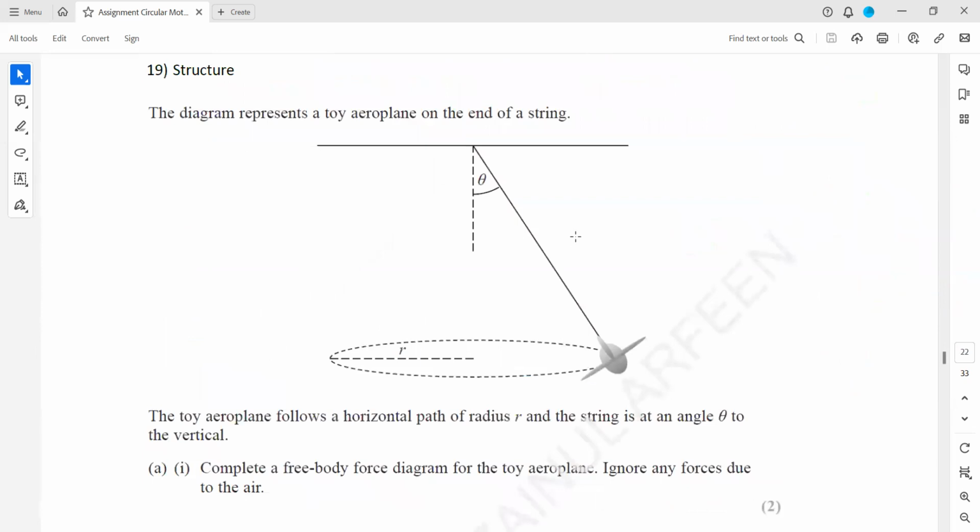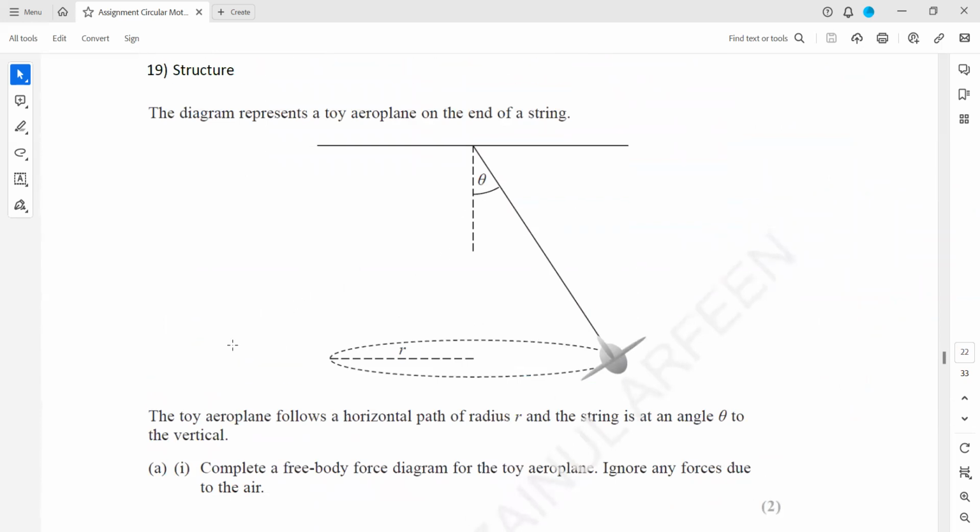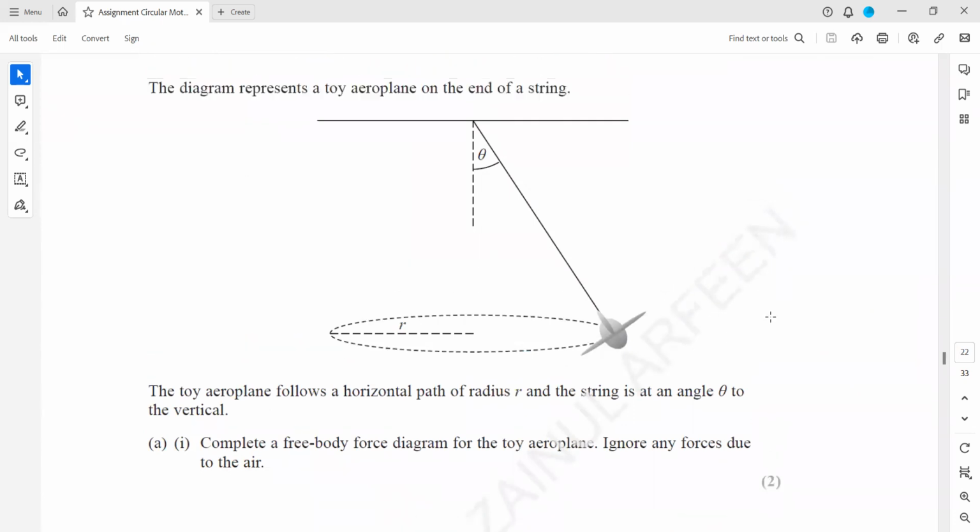Moving on to the next question. The diagram represents a toy airplane on the end of a spring. You can see the angle there. The airplane follows a horizontal path of radius r and the spring is at an angle theta to the vertical. Complete a free body force diagram.